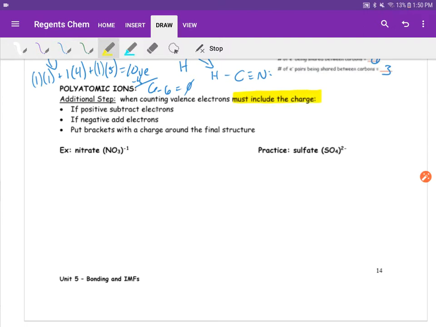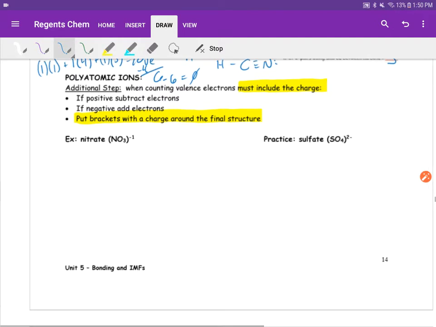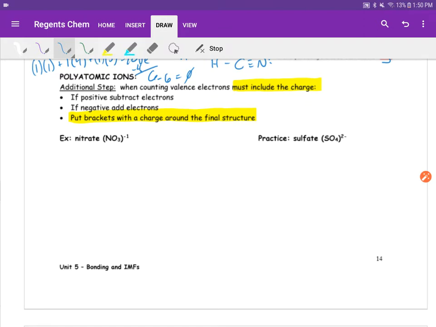If it's a positive charge, we subtract that number from the electrons. If it's negative, we add it to the number of electrons. Make sure that you put brackets with a charge around your final structure, much like what we did with ionic bonding. Same idea. So, same process, guys. The only difference here is the initial counting piece. So let's jump right in.